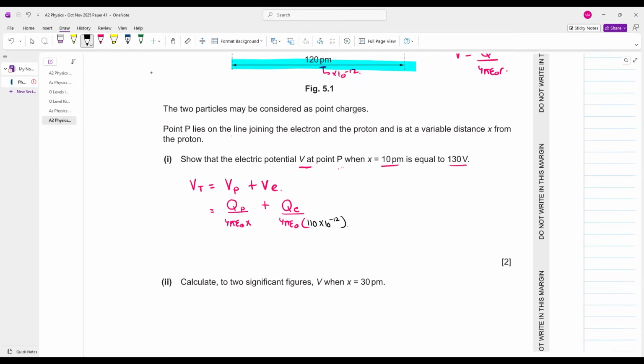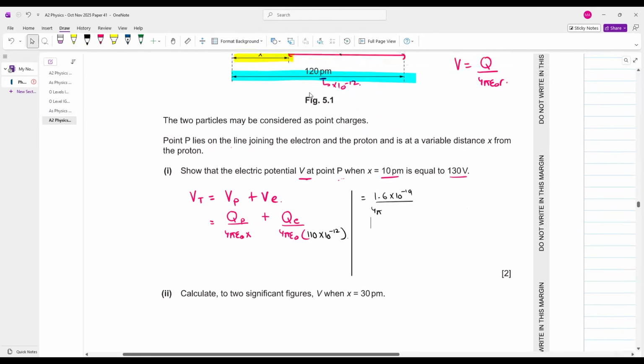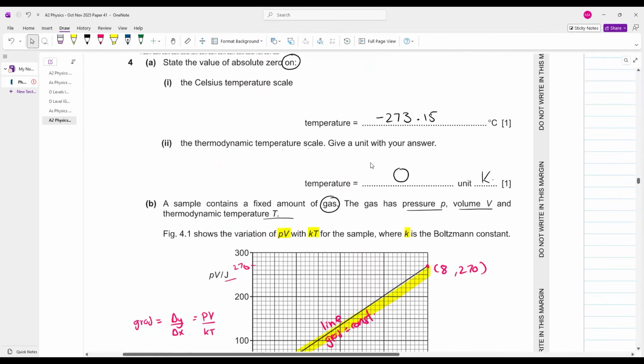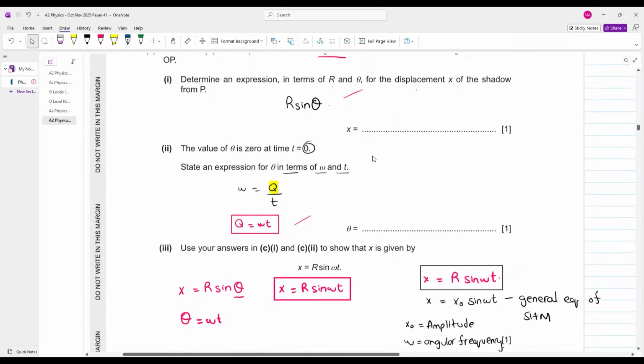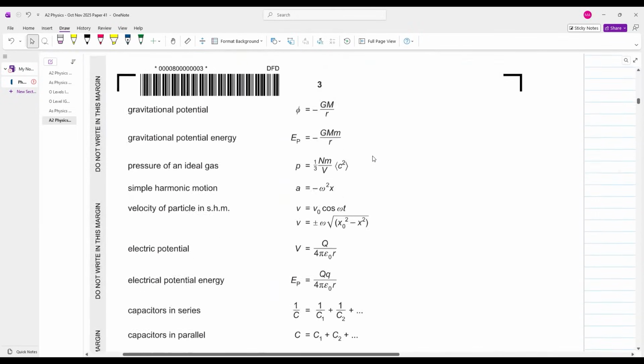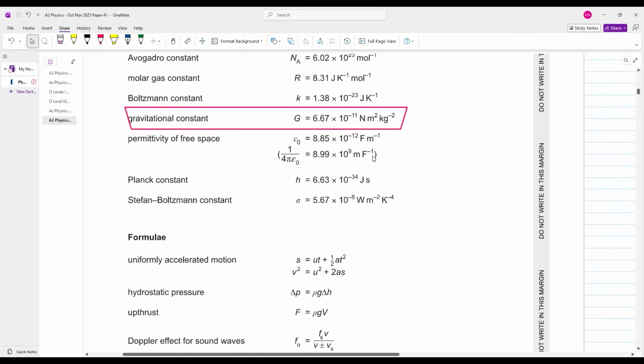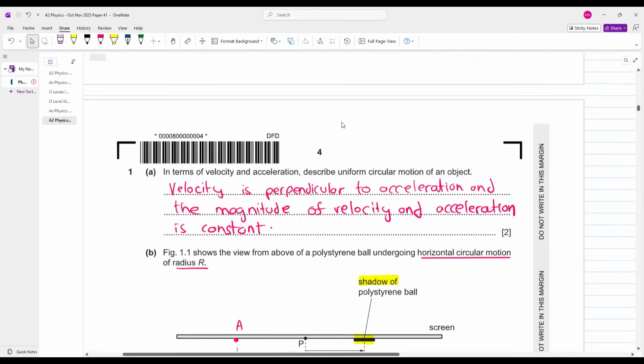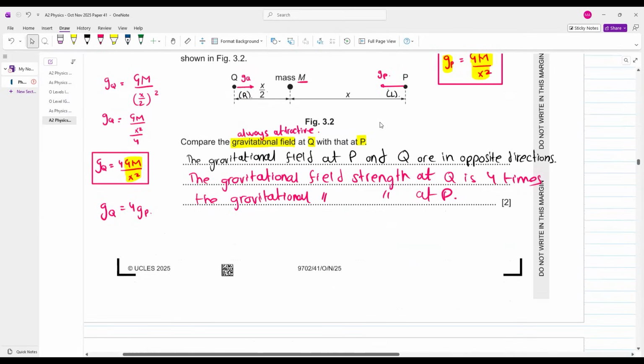Now let's do the maths. Let's do the complicated maths here. What is the charge on a proton? 1.6 into 10 raised to the power of minus 19, divided by 4 pi. Sir, what is this E naught? This is the permittivity of free space. This is also given in the data booklet. Here it is: 8.85 into 10 raised to the power of minus 12.